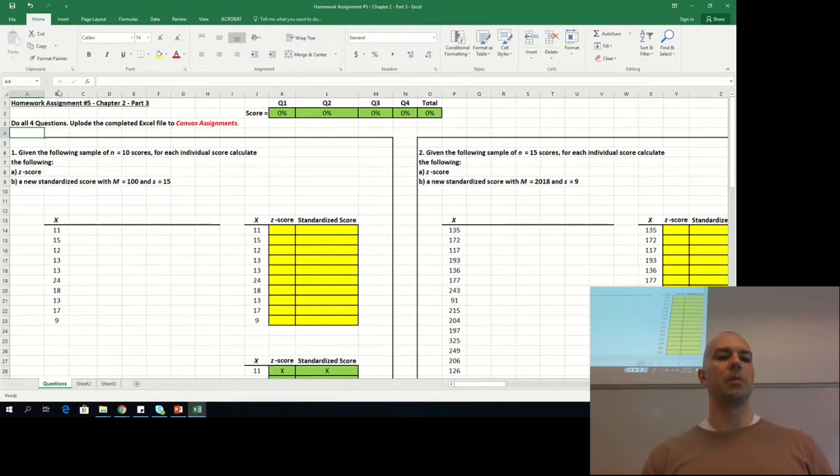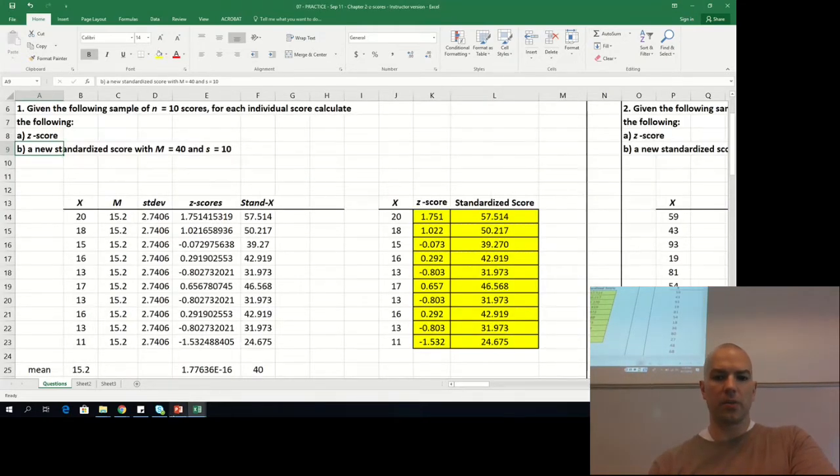And then this is going to be uploaded to Canvas. So if you go to Canvas Assignments, you will see a homework assignment number 5, Chapter 2, Part 3 section there, or tab there. Upload that. And again, I'm hoping I'll be opening up all these pages and just seeing 100 after 100 after 100.